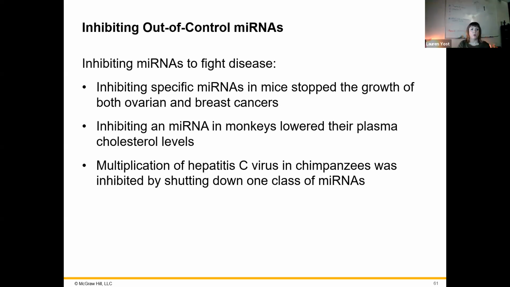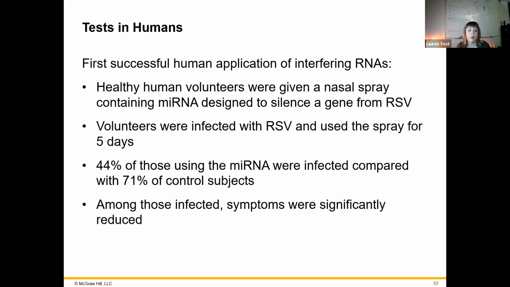Hep C was essentially blocked in chimpanzees using microRNAs. It was not worded the same as the other ones, and I don't know why it was worded differently.